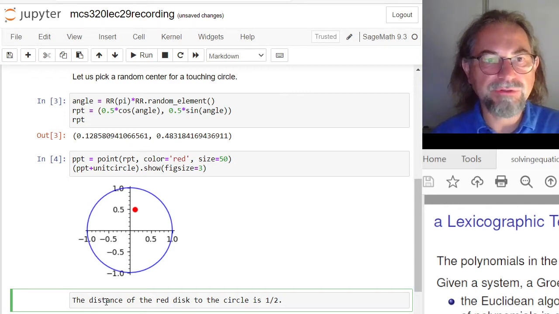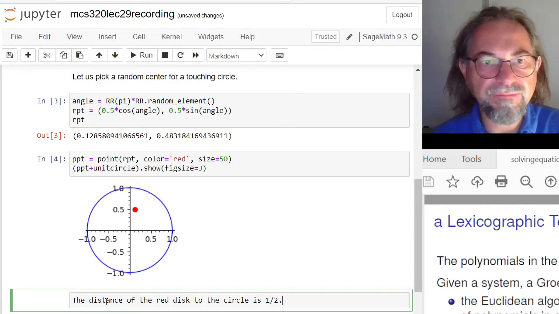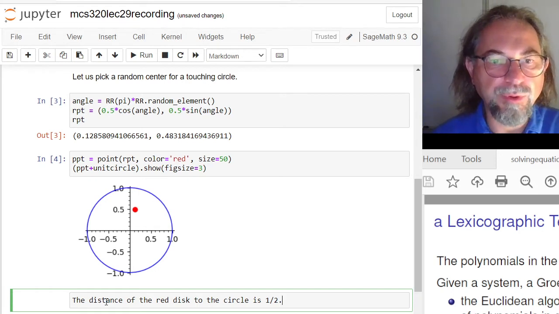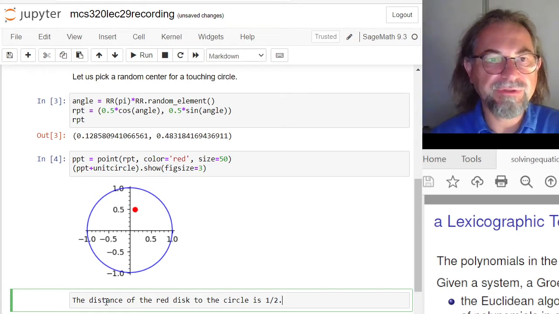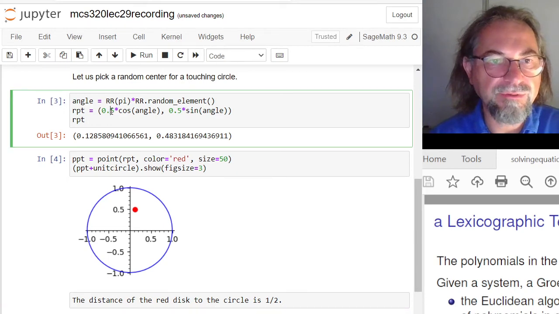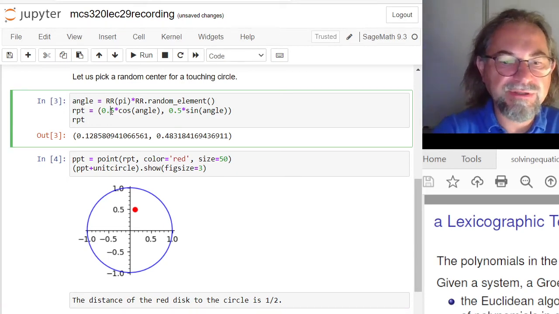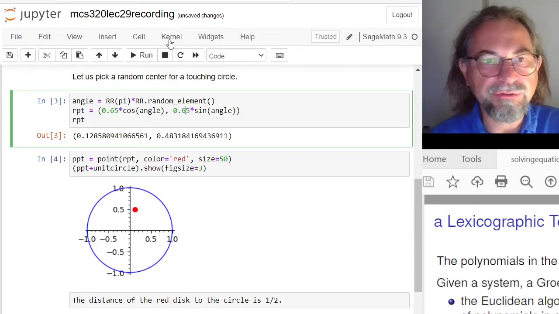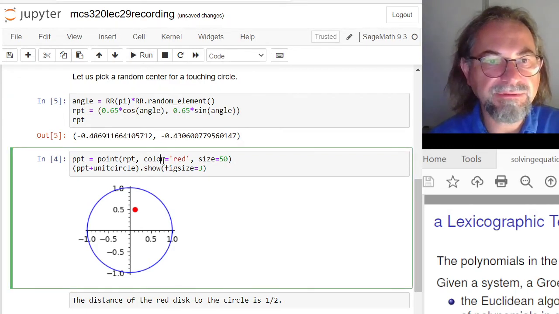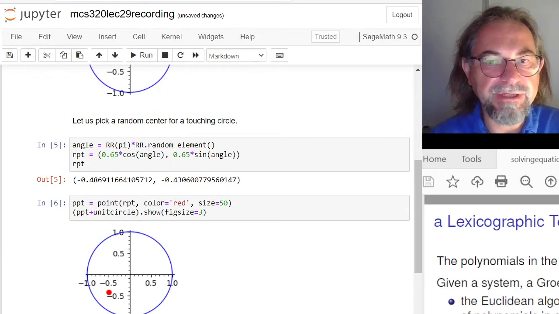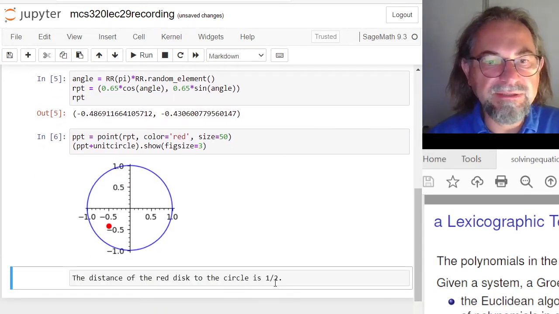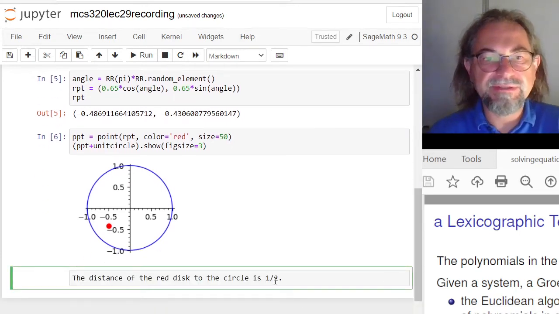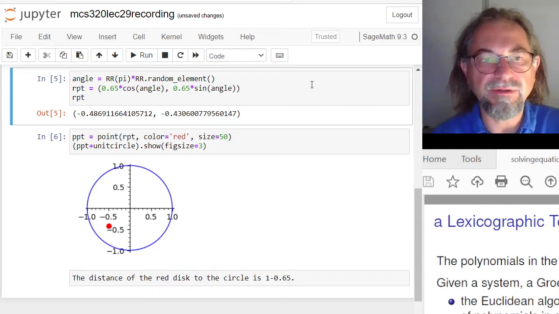This is because of the 0.5. Perhaps the 0.5 might not be that good. Okay, so I hear you. Let's change this to 0.65. So I will pick another random element, and also plot it here. Then the distance is 1 minus 0.65. That is the radius.